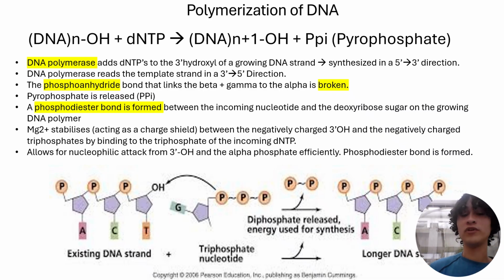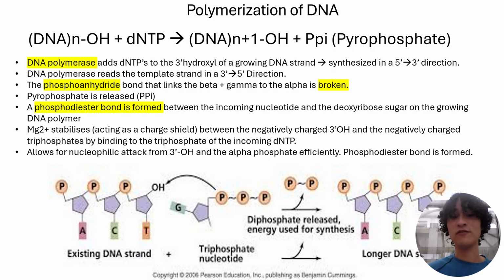And again, just to reinforce, magnesium is acting as a charge stabilizer. It's acting as a shield, preventing that natural electrostatic repulsion that will occur between a negatively charged hydroxyl group and a negatively charged phosphate group. So it's acting as a charge shield. It's stabilizing that enzyme substrate complex by reducing electrostatic repulsion. And again, it's referred to as a phosphodiester bond, because that phosphate group has attached to the 3rd carbon of the deoxyribose sugar.